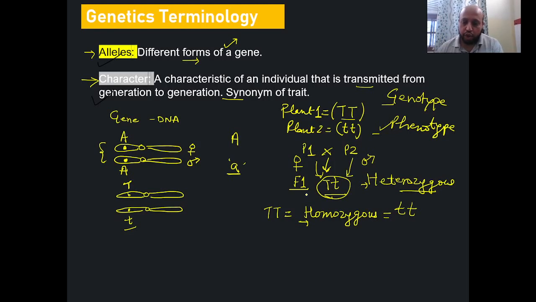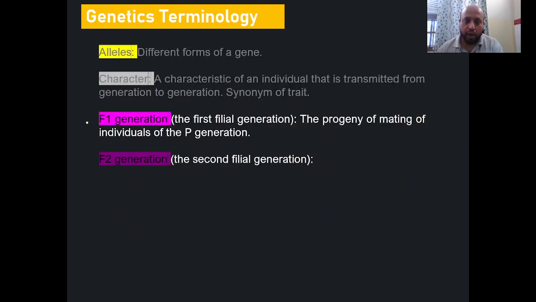I've also introduced a concept called the F1 generation and the F2 generation, which is the first filial generation and the second filial generation. That is the progeny of mating of individuals of the P generation, that is the parental generation, and in the example which we took, the cross of P1 and P2 gives the F1 generation.